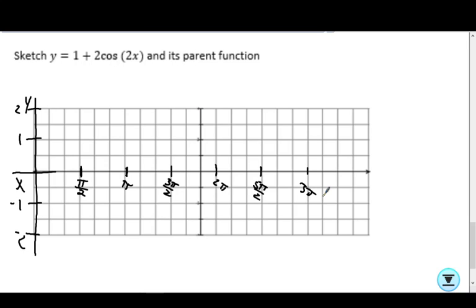And again, we should always graph our parent function first. And in this one, it's our cosine. So using our unit circle values, at 0, cosine's 1. At pi over 2, it's 0. At pi, cosine is -1. At 3 pi over 2, it's 0. And at 2 pi, it's 1. So this right here is our parent function.